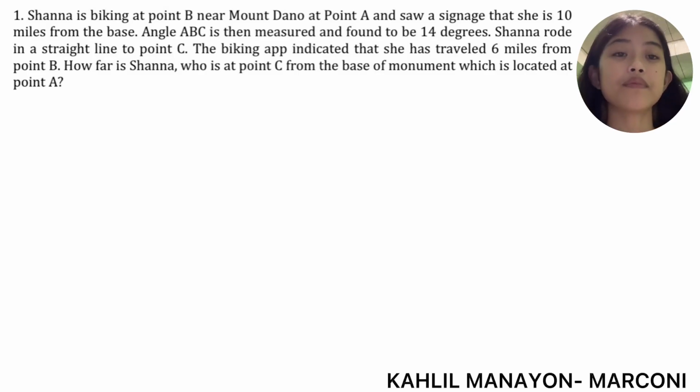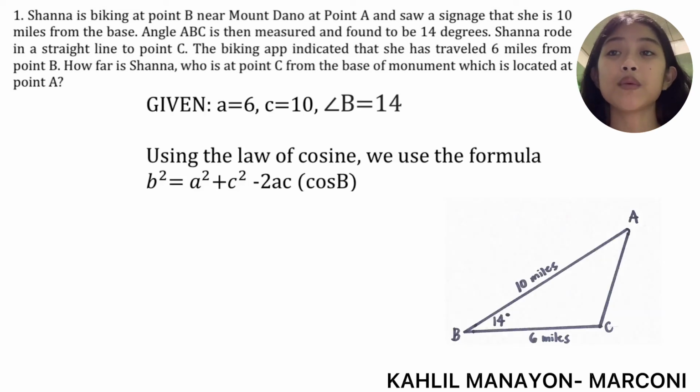Law of cosines, here is our problem. How far is Shana, who is at point C, from the base of the monument, which is located at point A? This is a SAS, side-angle-side. Using the law of cosines, we use the formula b squared is equal to a squared plus c squared minus 2ac cosine b. Here is our given. Side a is 6, side c is 10, angle B is 14 degrees.